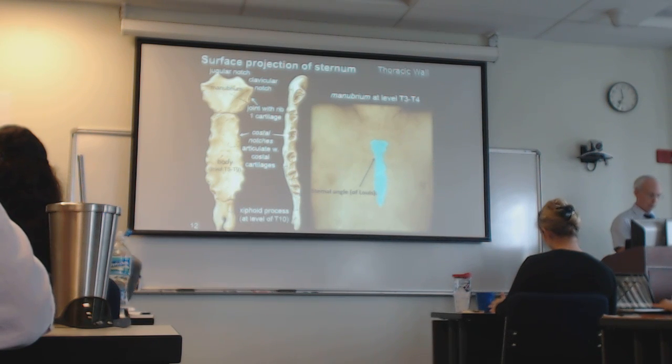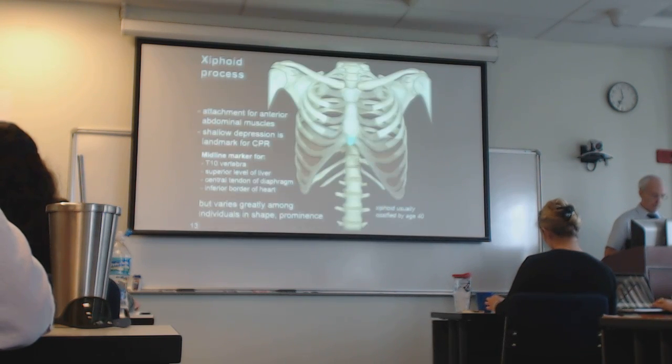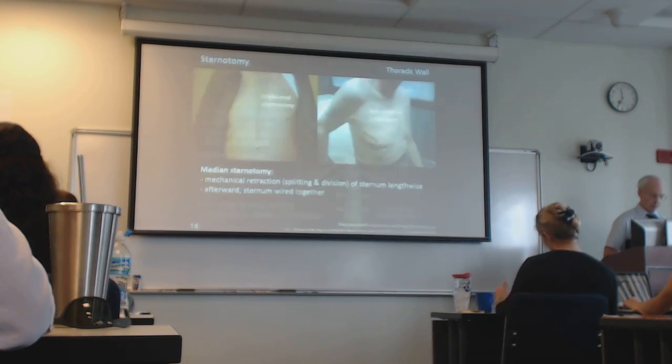Again, sternal angle of Lewis at about T3, T4. That'll crop up again and again. And as we mentioned, it, along with the costal components, tends to ossify as we age, generally calcified by the time we reach mid-age.